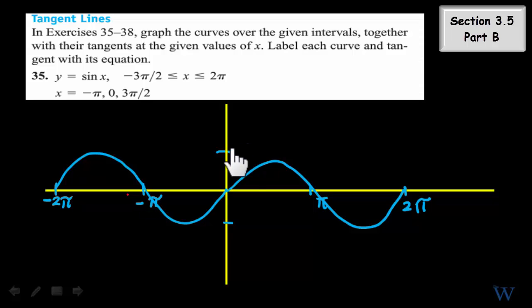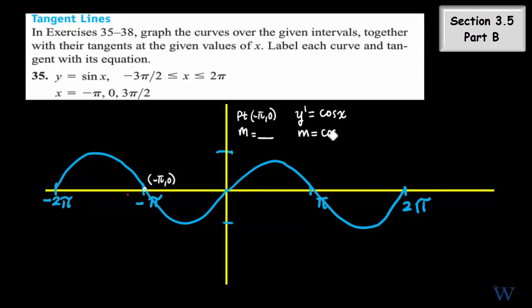So the point that we've been given is this one. It's at minus pi, 0. Now we need the slope. What is the slope? So where do we get the slope of the line tangent to the curve? It's going to be from the derivative. So y prime is equal to cosine of x. And then to get the slope, we substitute x equal to minus pi into the derivative.